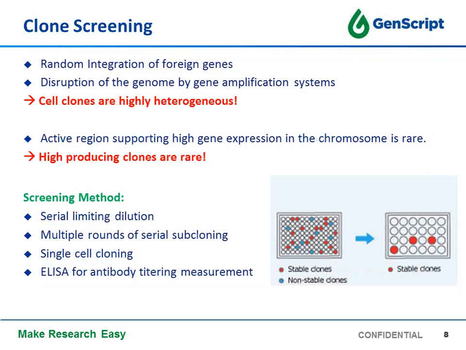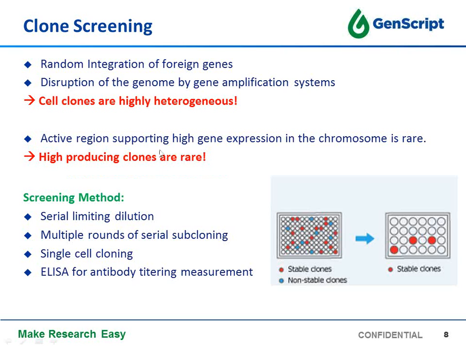So there are several reasons which contribute to the expression level. Firstly, the integration of foreign genes is very random. The integration itself could induce disruption of the genome by gene amplification systems. As a result, the cell clones obtained during cell line development are highly heterogeneous.